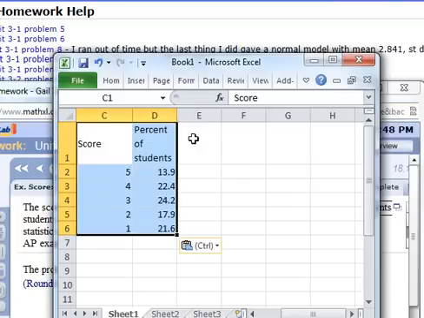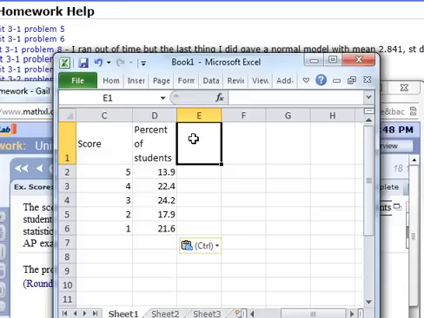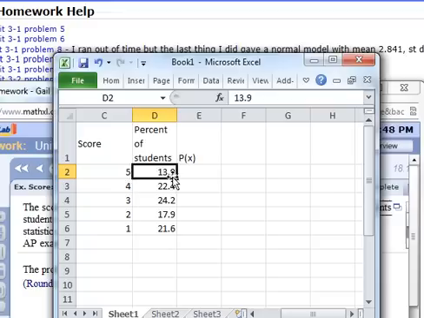Okay, and I need to get the probability. So the probability of the given score is equal to the percent. So I'll come in here, we'll say just equal to the percent divided by 100, because we don't want it to be in terms of percent. We want to know the probability that you made a 5.